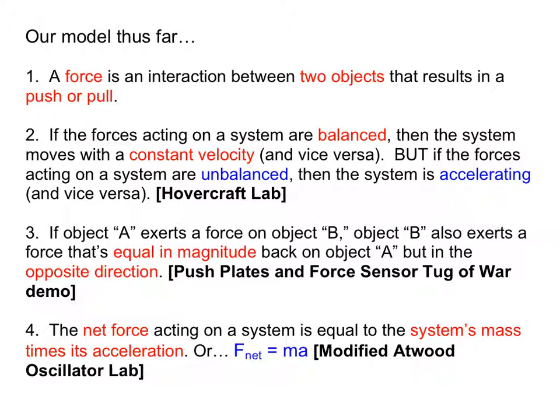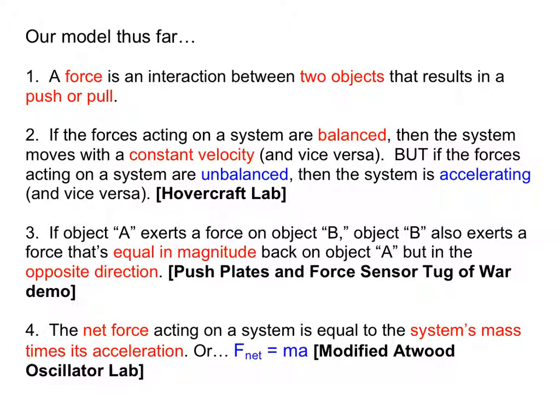Okay, so this year we have been working really hard to develop a model of how things move. Now, we started the year first talking about acceleration and velocity and how they're both related to each other, and how acceleration is just a change in velocity and velocity is just a change in position. And we spent the first couple of units doing that.